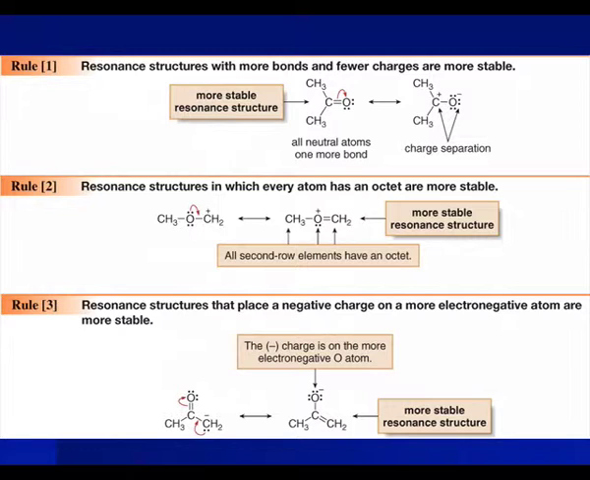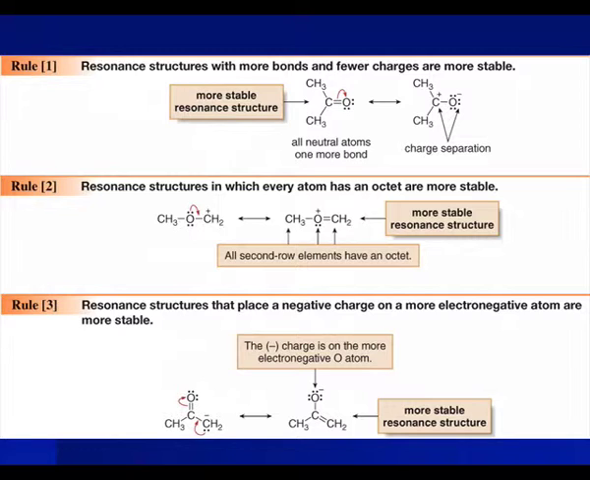Rule number 2, remember, we always want to try to have all of the atoms having an octet, and that's why this is the more stable resonance structure, the major contributor, even though oxygen bears a formal positive charge, because everything here has an octet. Over here, not everything has an octet. So we always want to have all of our second row elements having an octet.